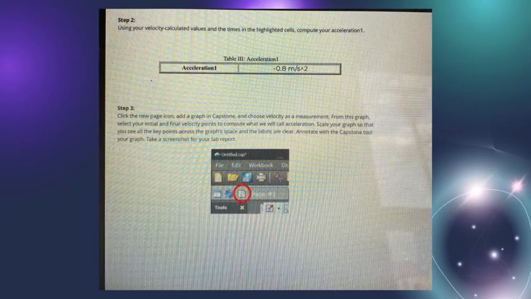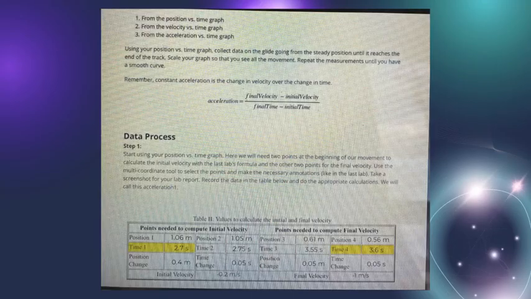So our data process, step number 1, was to start with our position versus time graph. We needed to use 2 points at the beginning of the movement to calculate the initial velocity, as I showed you in the graphs on the previous slide.